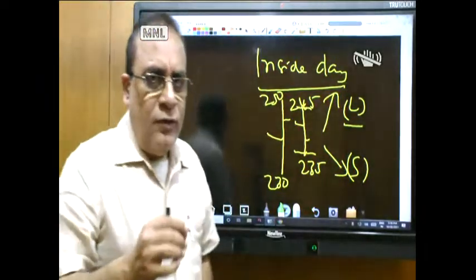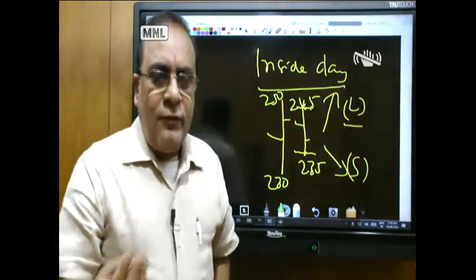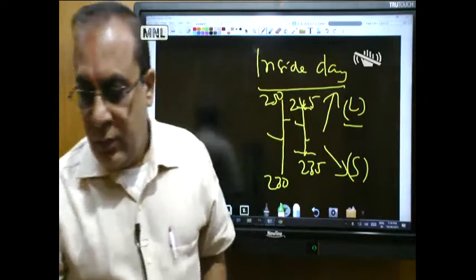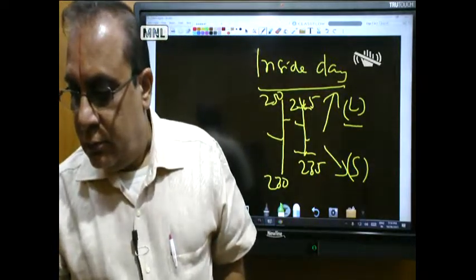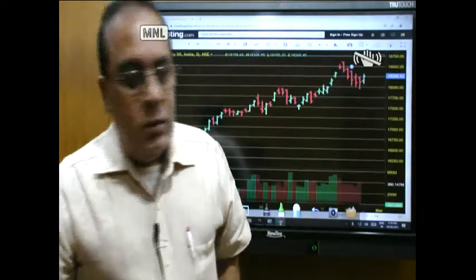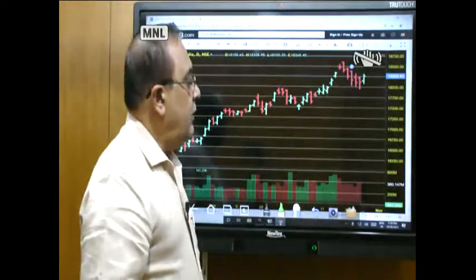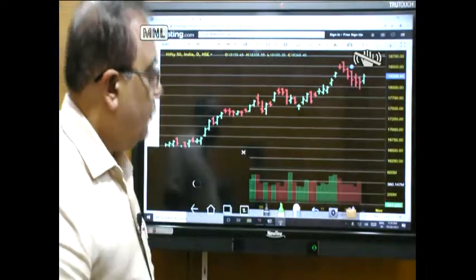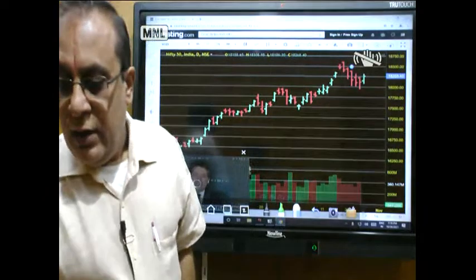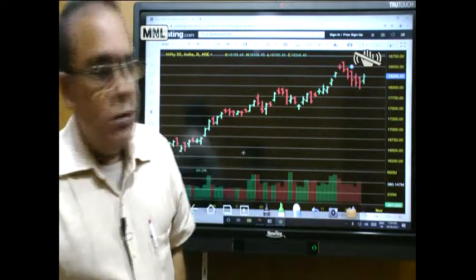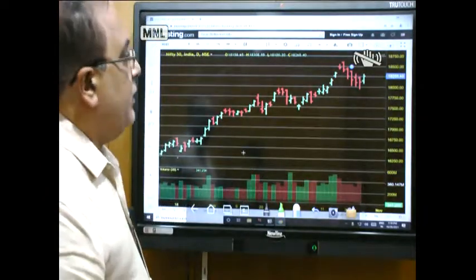We will straight away go first to the Nifty. We will look at the Bank Nifty. We will also look at some stocks. So now this is the Nifty that we are seeing right now. This is the Nifty chart, the daily chart.